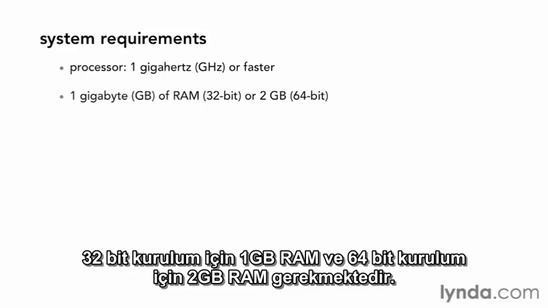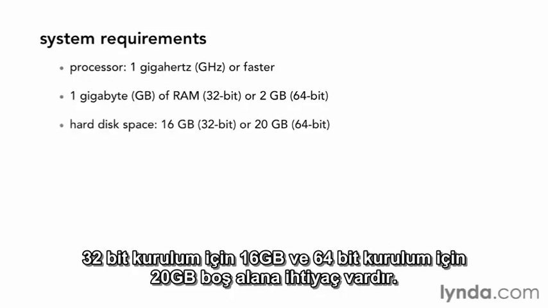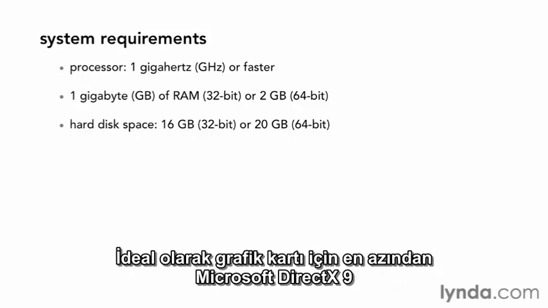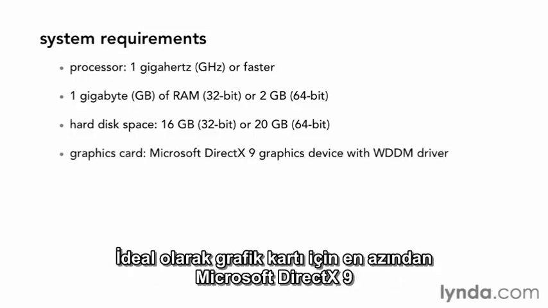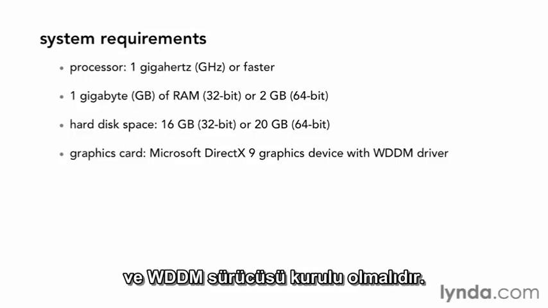You'll need a gigabyte of RAM for a 32-bit installation and 2 gigs of RAM available for a 64-bit installation. Your hard drive, you're going to need some free space, 16 gigs for a 32-bit install. You'll need 20 gigabytes of free space for your 64-bit installation. An ideal graphics card might be a Microsoft DirectX 9 graphics device with WDDM driver.